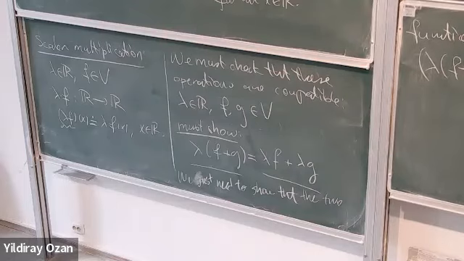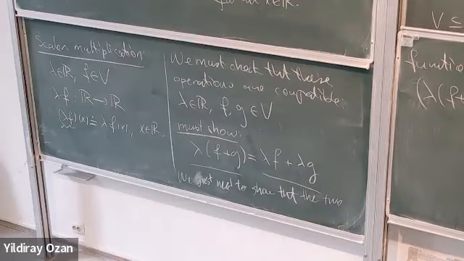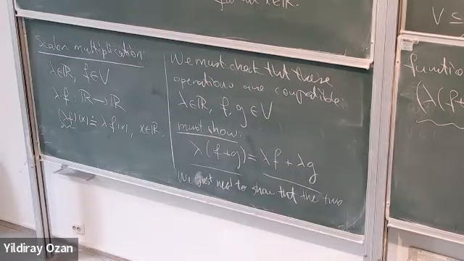So what we have seen is that this is true for each x. This function at any point is equal to the value of this function at any point. Therefore, this function and this function must be the same. So this is true for all x, hence this function here, which is lambda times (f plus g), is equal to lambda f plus lambda g.